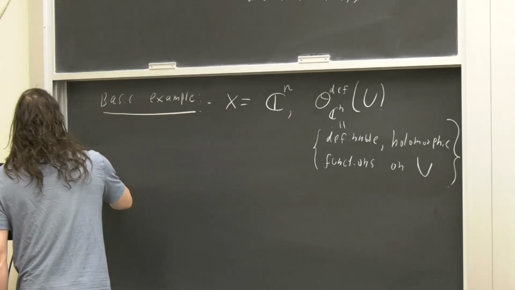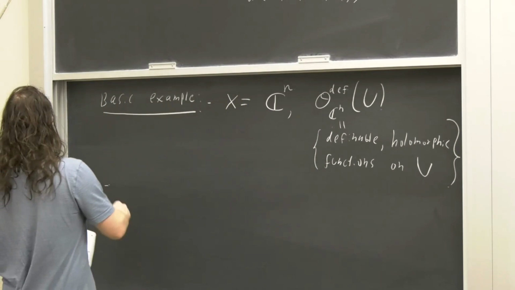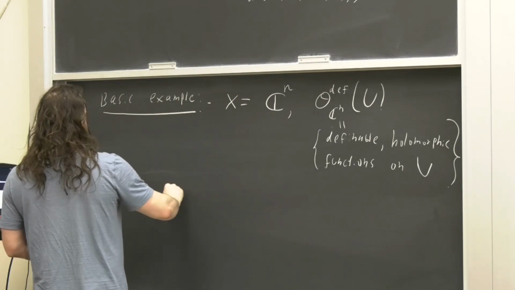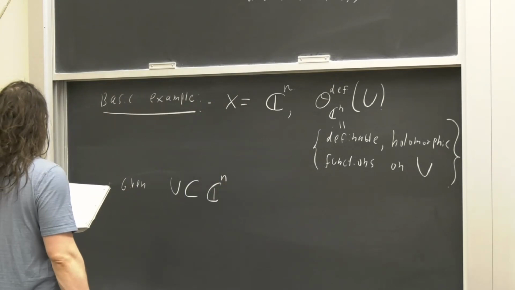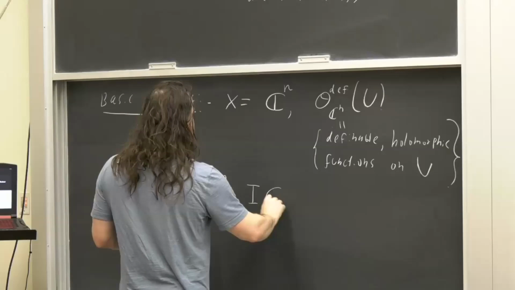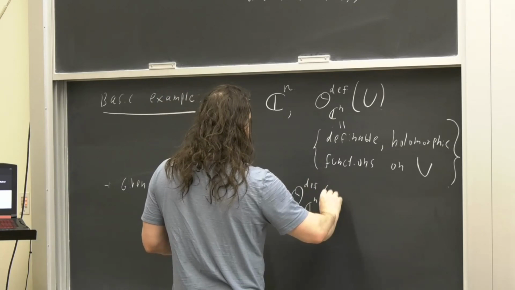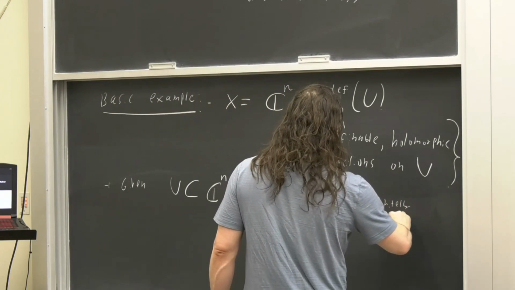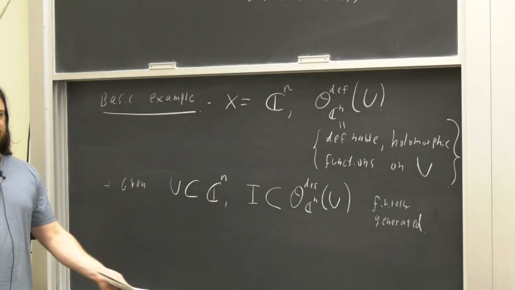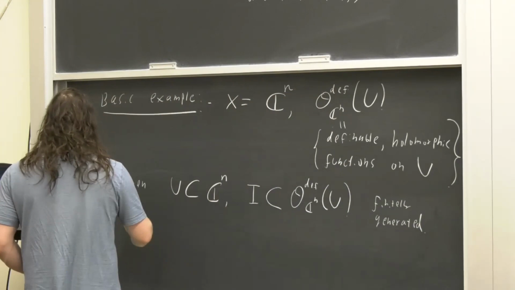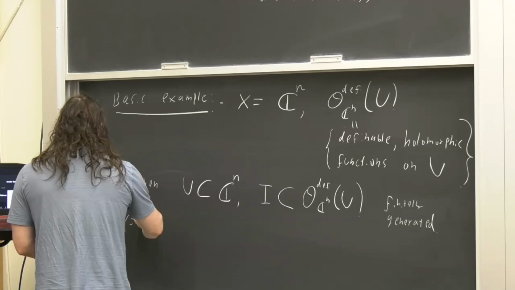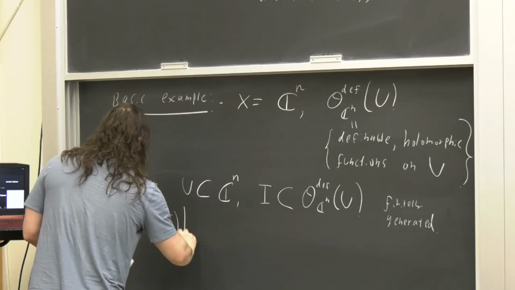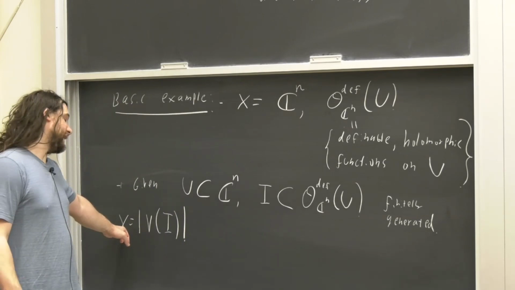Another example that's going to give us our local structure is the following. Given a definable open U inside C^n, and an ideal I inside O_{C^n} definable of U, which is finitely generated, so specifying I is the same as specifying finitely many definable holomorphic functions on U, we can define X to have this underlying set, the zero set of I. So just as a point set, X is definable, of course; it will be the set of all points in U where everything in I vanishes.